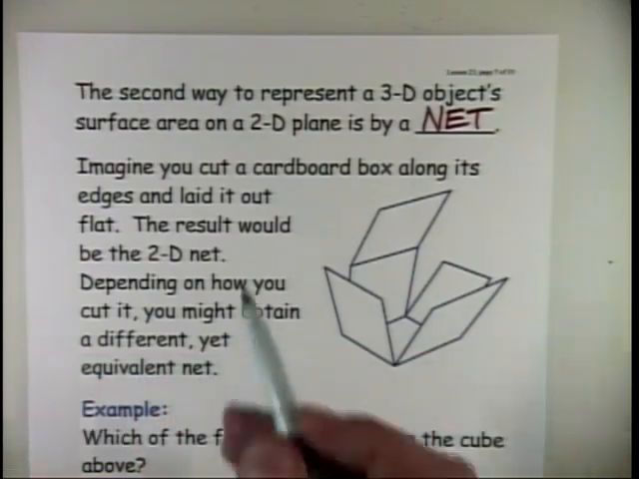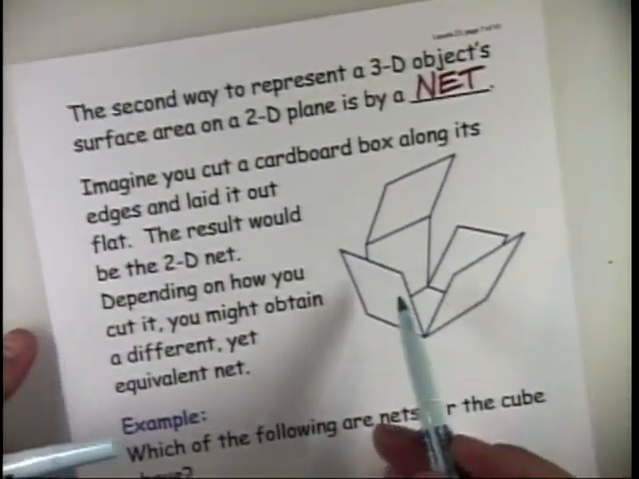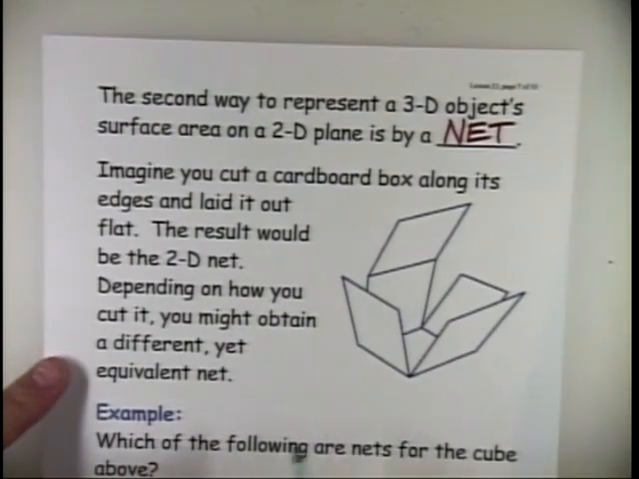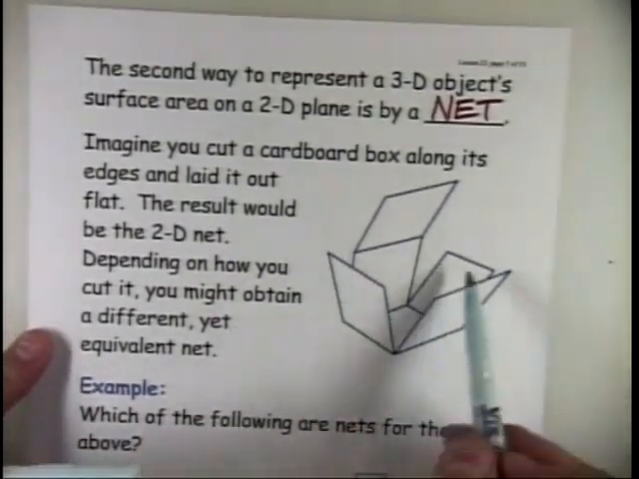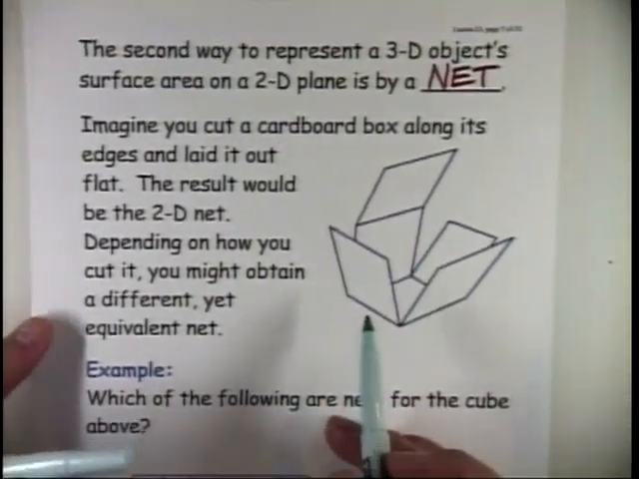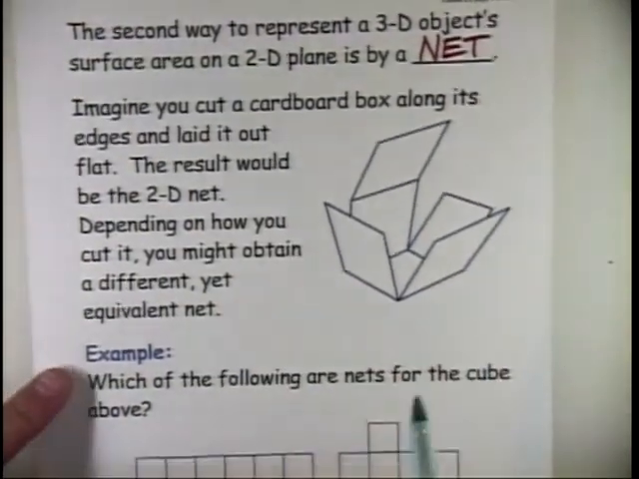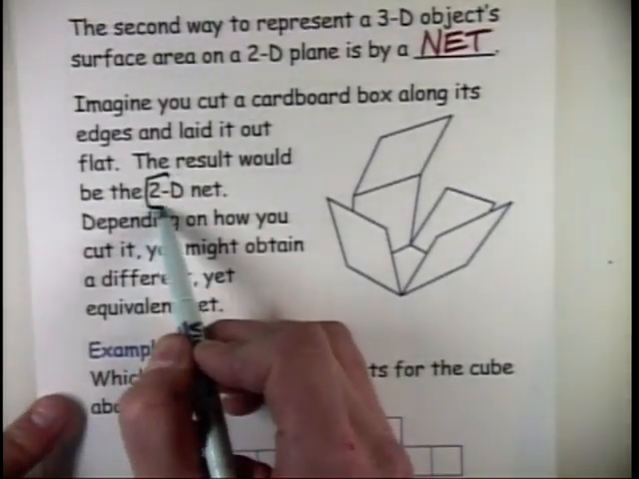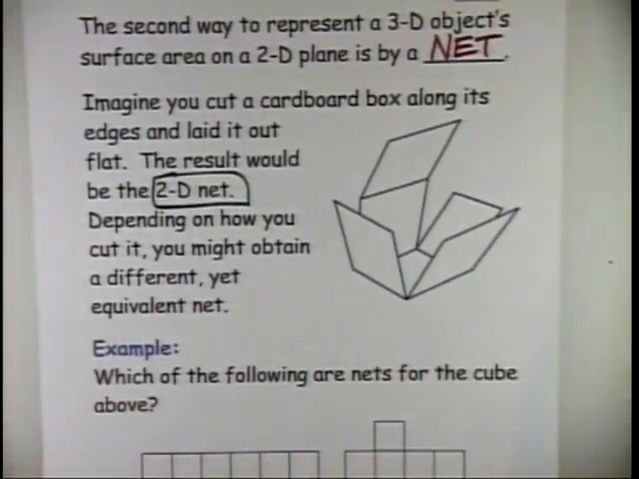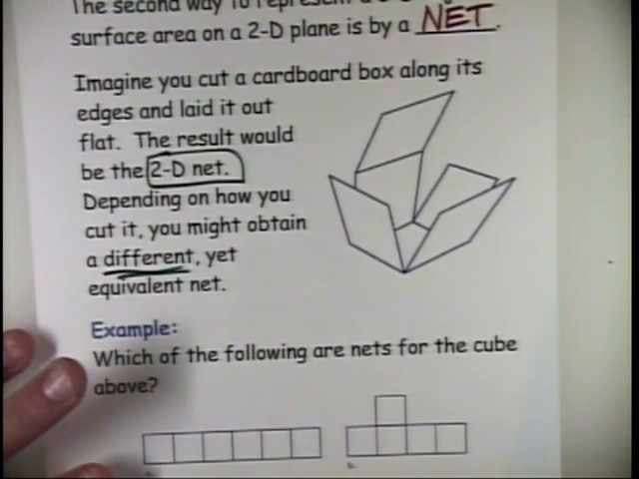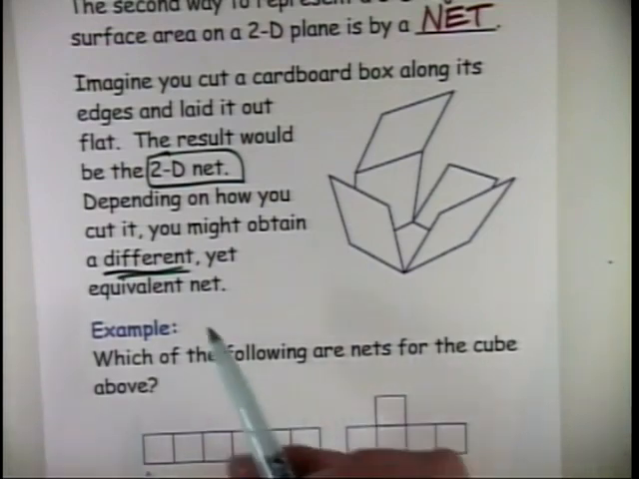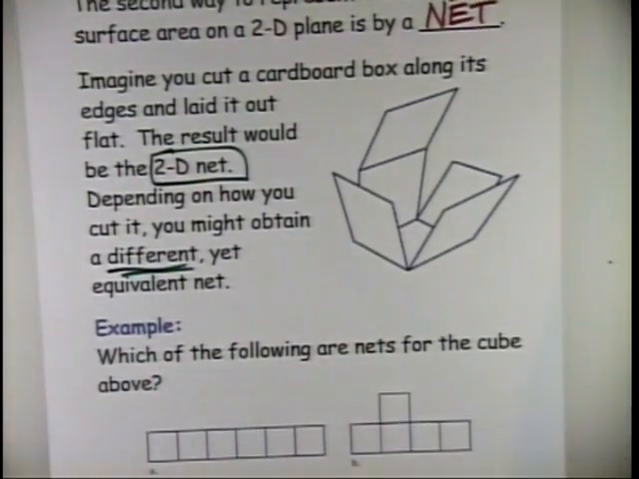All right, imagine you can cut a cardboard box along any of its lines and you can lay it out flat. It might look something like this. Cut the edges, lay it down flat. Once it's flat, you obtain what's called the two-dimensional net. Now, depending on how you cut the box, it'll look different, but it'll still be the same box originally. It'll be equivalent, and we say it's an equivalent net.